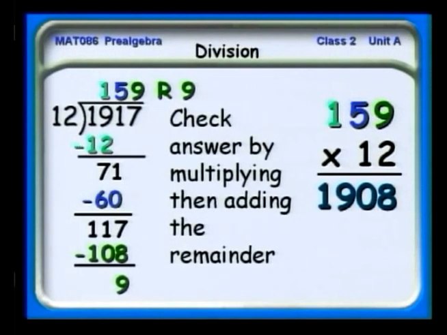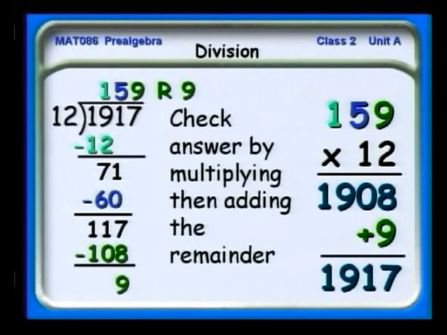159 times 12 gives me 1908, but then we need to add in the remainder, and we get a final result of 1917, and we see that checks. The result of our check is equivalent to the dividend of that problem, so we're okay there.